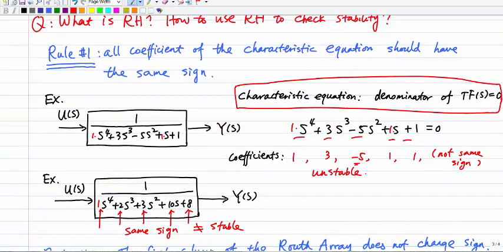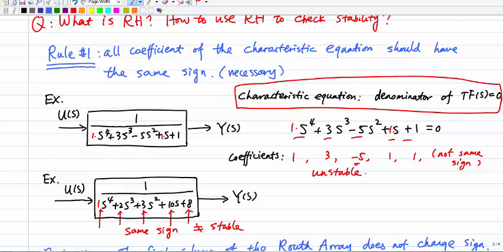This is a second example. If I give you a transfer function 1 over s to the 4th plus 2s cubed plus 3s squared plus 10s plus 8, then by rule number 1, all coefficients have the same sign. But this is only necessary, not sufficient. This is necessary.